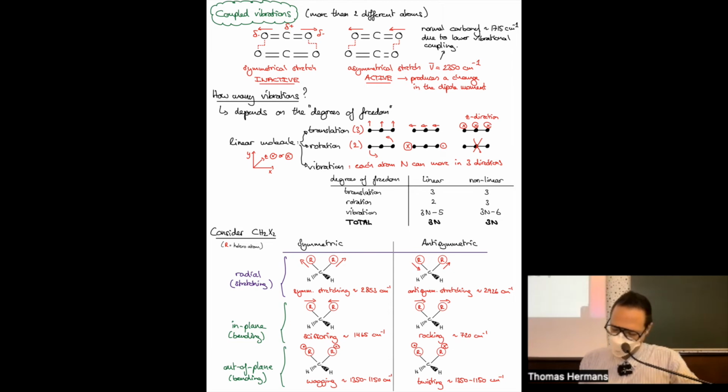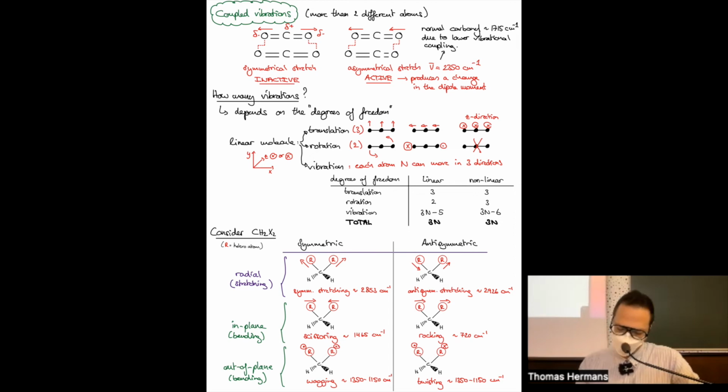And this, of course, can happen in all three directions, right? If I move all of them left at the same time, the whole molecule moves left. If I move them all into the board, you know this notation, right? An X is if something is going into the board, and a dot is if something is coming out of the board, like an arrow. So that's translation.